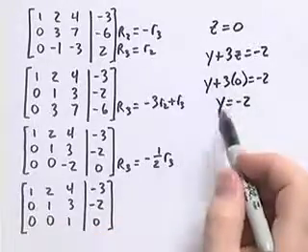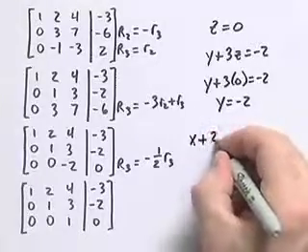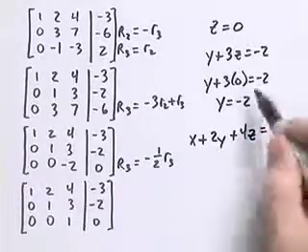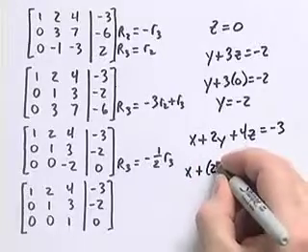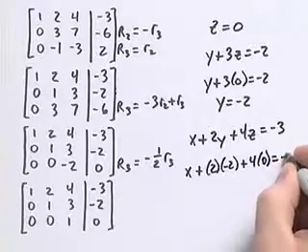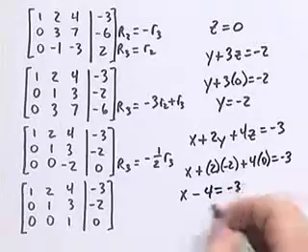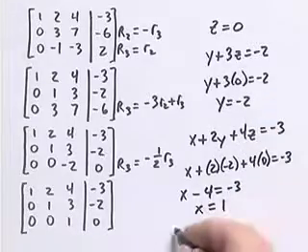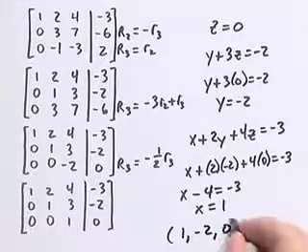We know z and y now. This first row in our matrix gives us the equation x plus 2y plus 4z equals negative 3. Plug in our values for y and z. Get x plus 2 times negative 2 plus 4 times 0 equals negative 3. So that gives us x minus 4 equals negative 3, or x is equal to 1. Now that we know the values for x, y, and z, that gives us our ordered triple solution, 1, negative 2, 0.